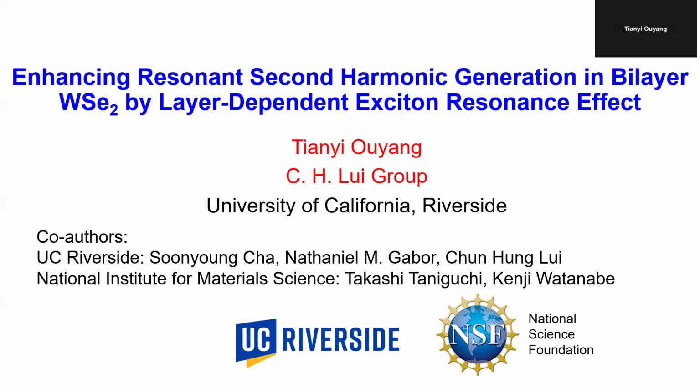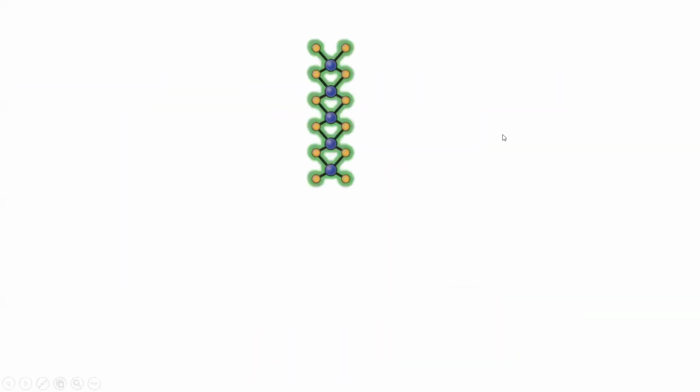Today my talk is about enhancing resonant second harmonic generation in bilayer WSe2 by layer-dependent exciton resonance effect. First let me briefly introduce the second harmonic generation in monolayer transition metal dichalcogenides, for example, a WSe2 monolayer.